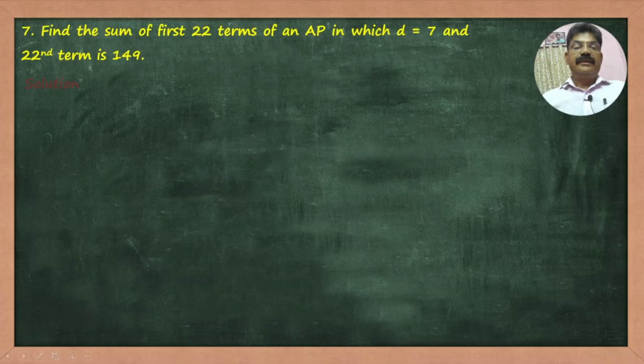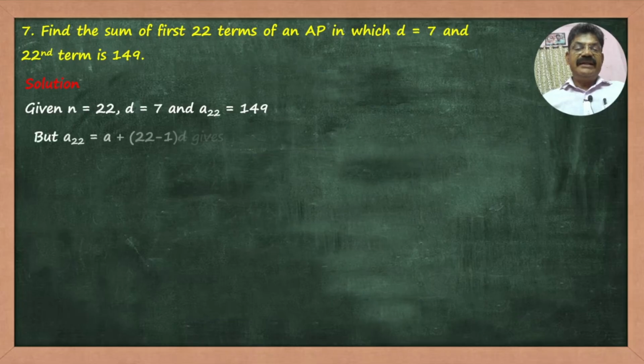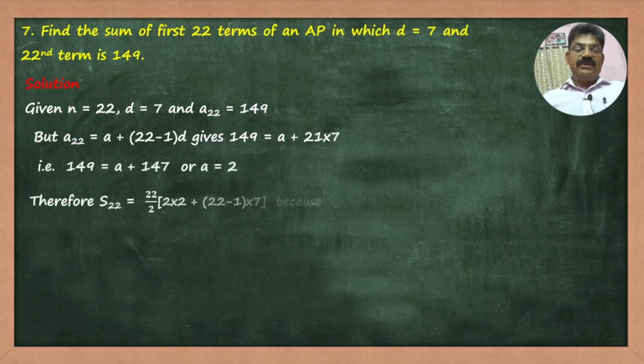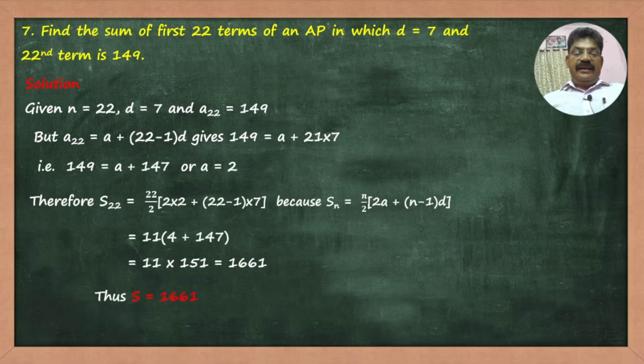Okay. Seventh problem. Find the sum of first 22 terms of an arithmetic progression in which d is equal to 7 and 22nd term is 149. So given n is equal to 22, d is equal to 7, a22 is equal to 149. Simply substitute those values in the formula of a22. Then you get a is equal to 2. Therefore, S22 is equal to 1661.